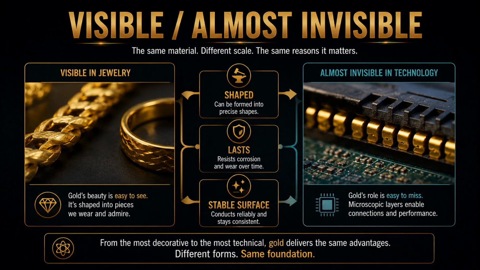A contact point may be hidden inside a connector or a circuit board. It may not look valuable. It may not even be noticed by the person using the device. But if that tiny surface needs to carry a signal and resist degradation, gold's material behavior can matter. In jewelry, gold is visible. In technology, gold can be almost invisible. But in both cases, the reason is connected to the same material qualities. It can be shaped, it can last, and it can keep its surface stable.